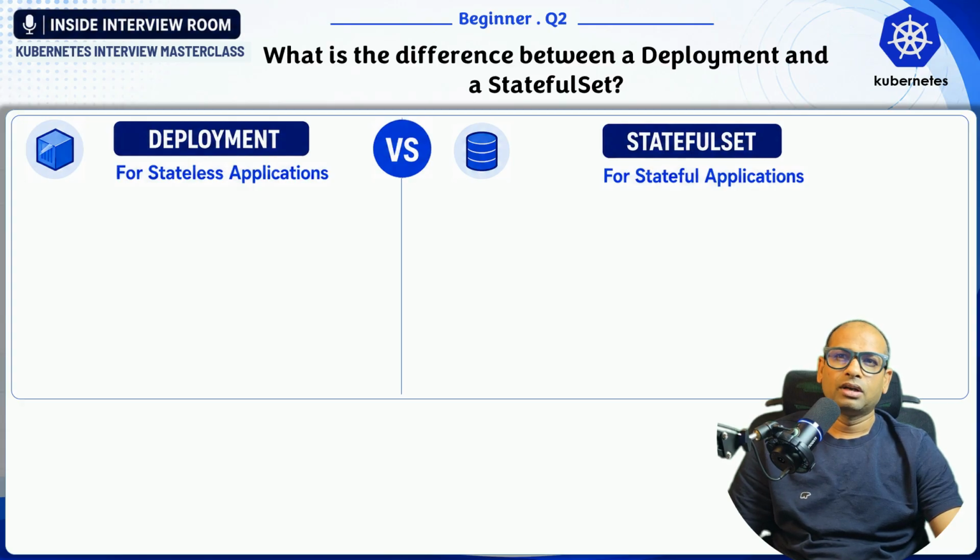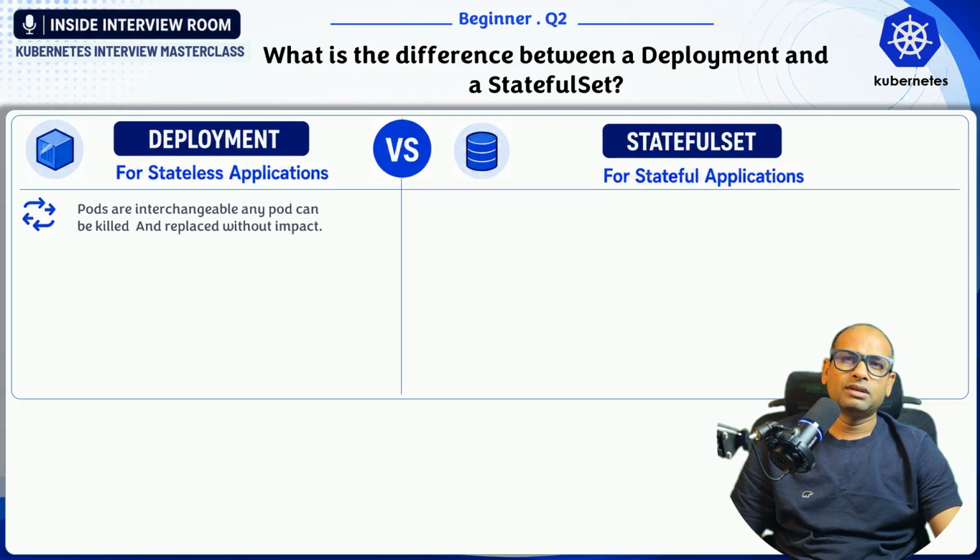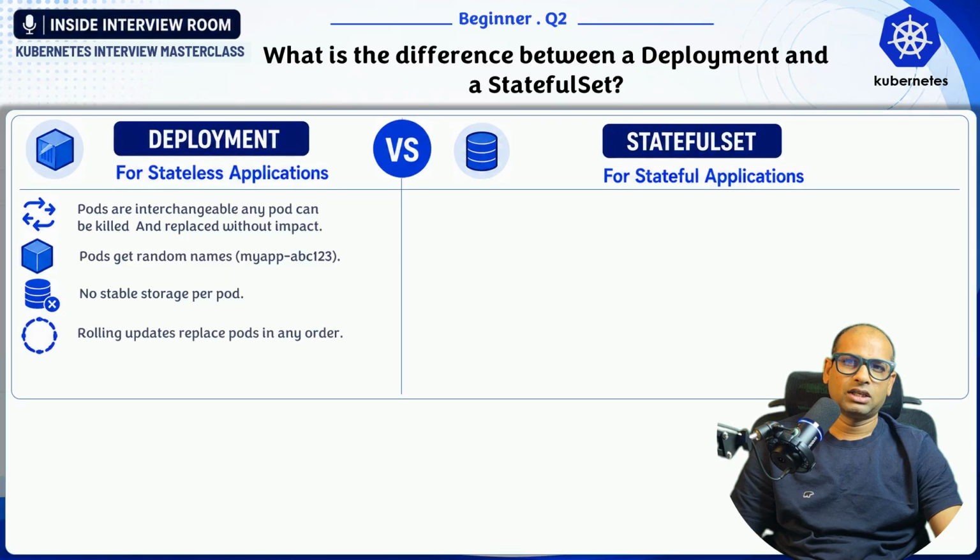Let's see the Deployment. What is the expected answer? You need to provide what is the Deployment and in what scenario you are using the Deployment and the StatefulSet. Pods are interchangeable. Any pod can be killed and replaced without impact. Pods get random names, like my-app-abc123. No stable storage per pod. Rolling update replaces pods in any order. It can be used for web servers, API services, workers.